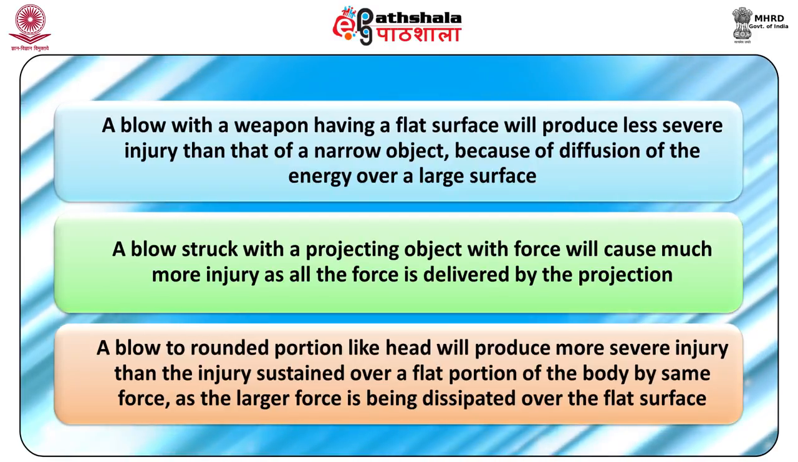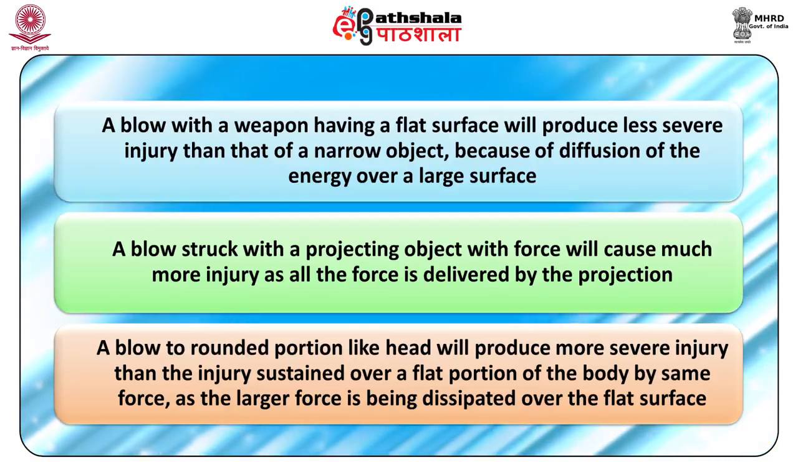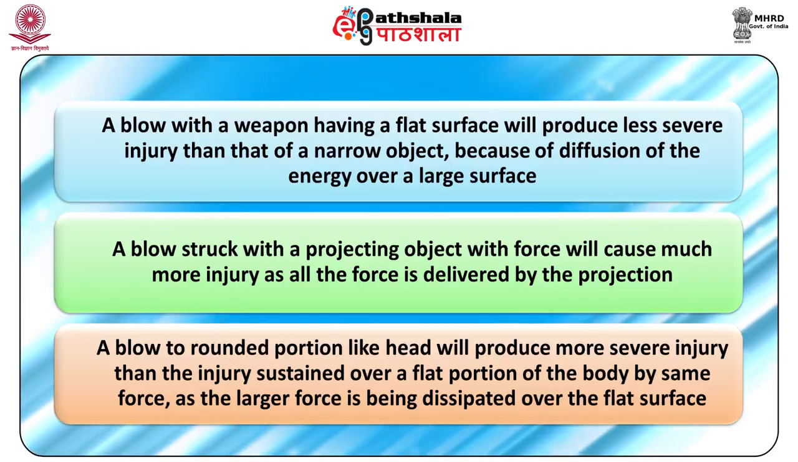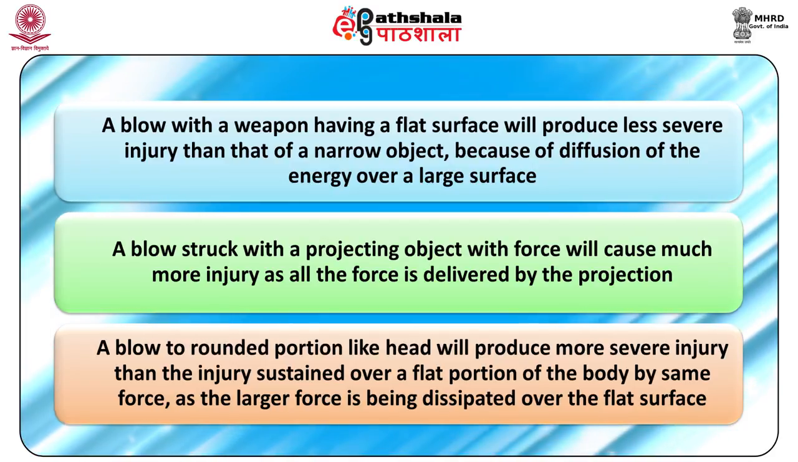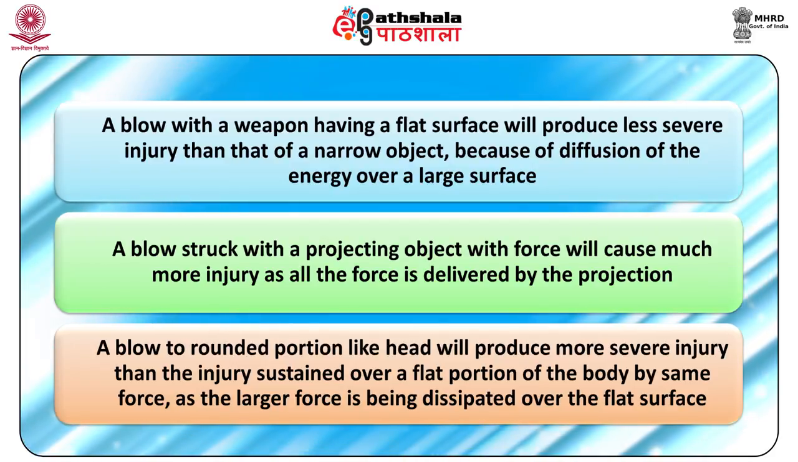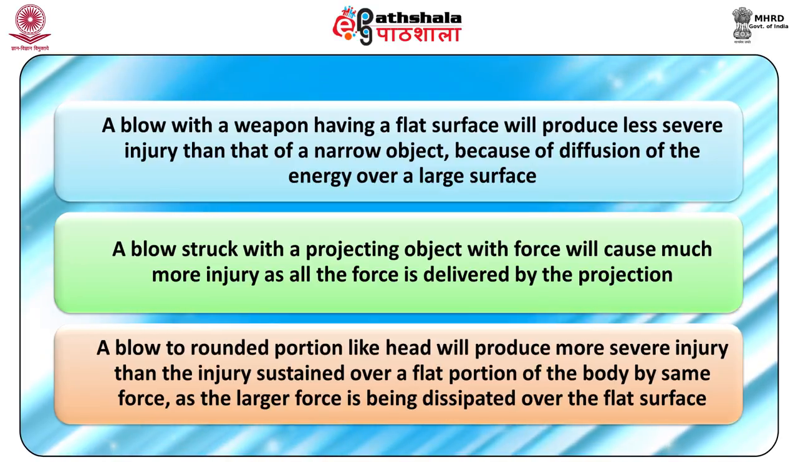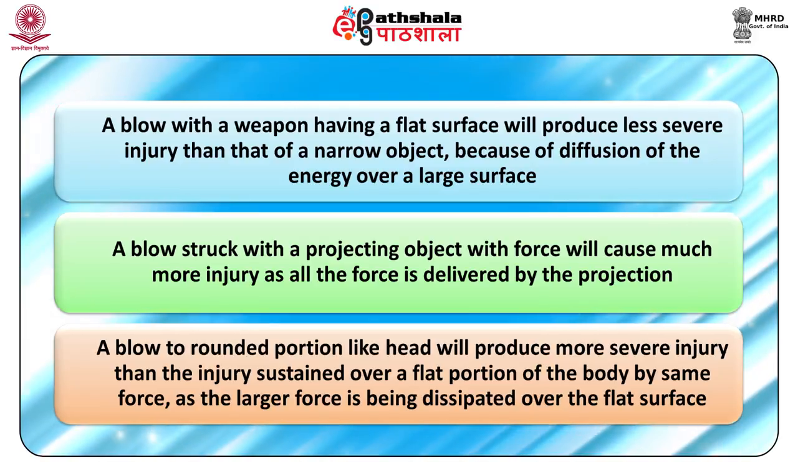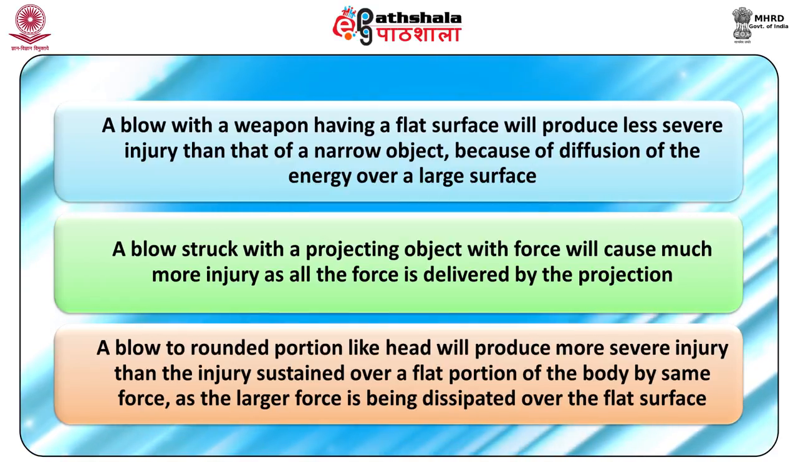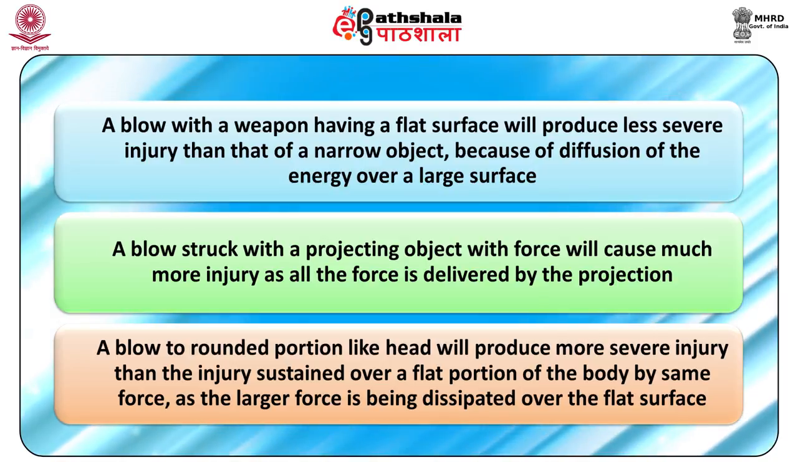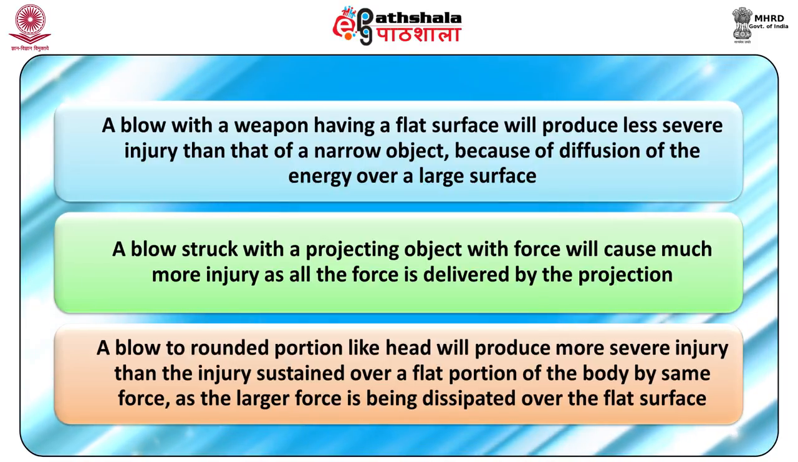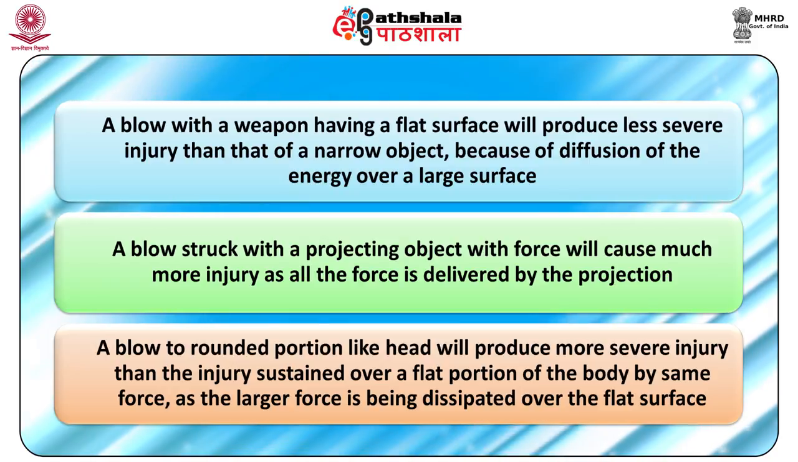A blow with a weapon having a flat surface will produce less severe injury than that of a narrow object, because of the diffusion of the energy over a larger surface. A blow struck with a projecting object with force will cause much more injury as all the force is delivered by the projection. A blow to a rounded portion like the head will produce more severe injury than the injury sustained over a flat portion of the body by the same force, as the force is dissipated over the flat surface.